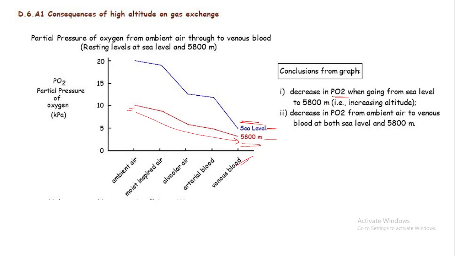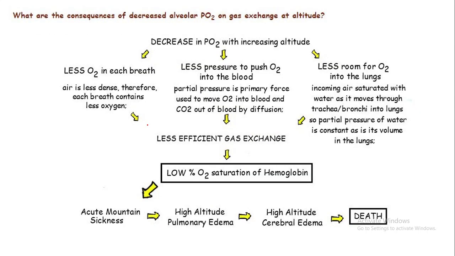Okay, there is less pressure of oxygen because oxygen itself in the atmosphere is less. There is a decrease in partial pressure of oxygen from ambient air to venous blood at both sea level and altitude. In either case, when oxygen moves from ambient or atmospheric air to the venous blood, there is a reduction, but at altitude there is a drastic reduction because of the partial pressure also. Alright, what are the consequences of decreased alveolar partial pressure of oxygen on gaseous exchange at altitude?